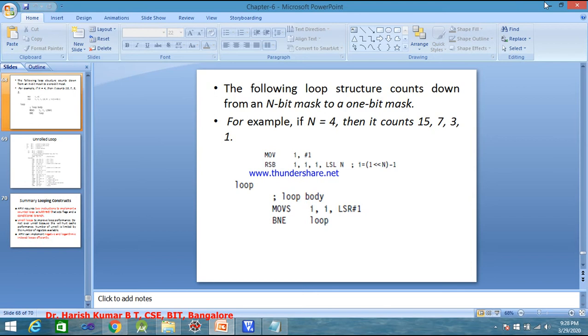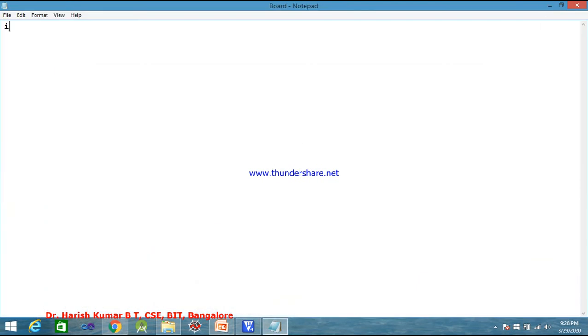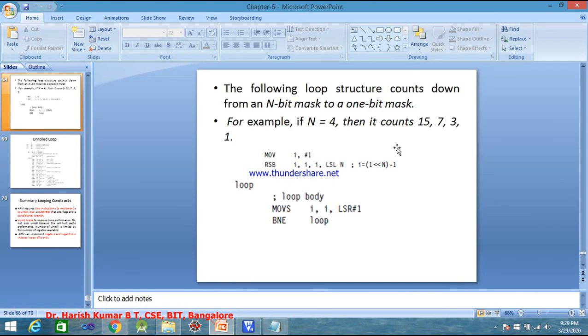Here I is equal to 1. Now on this 1, I'm shifting it 4 times to the left. First time when I shift left, I get 1 0. Second time when I shift left, I get 1 0 0. Third time I get 1 0 0 0, and fourth time when I shift, I get 1 followed by 4 zeros. So this is what I get after shifting it 4 times to the left.